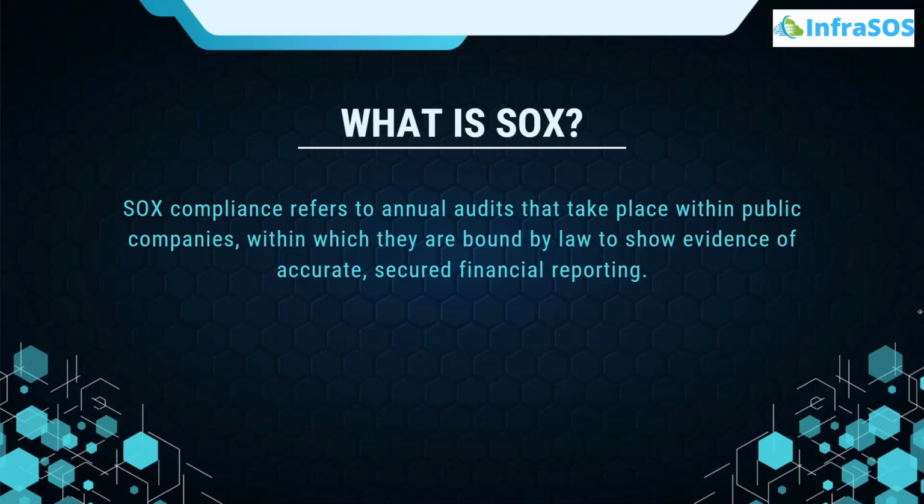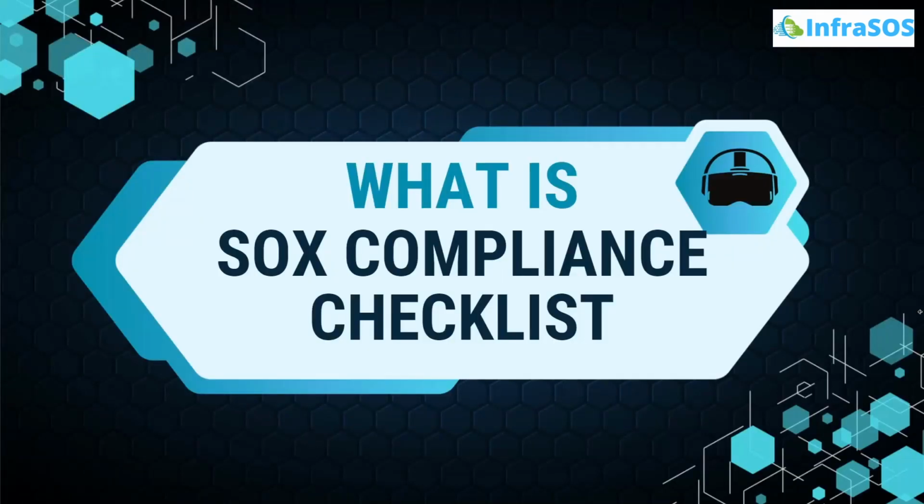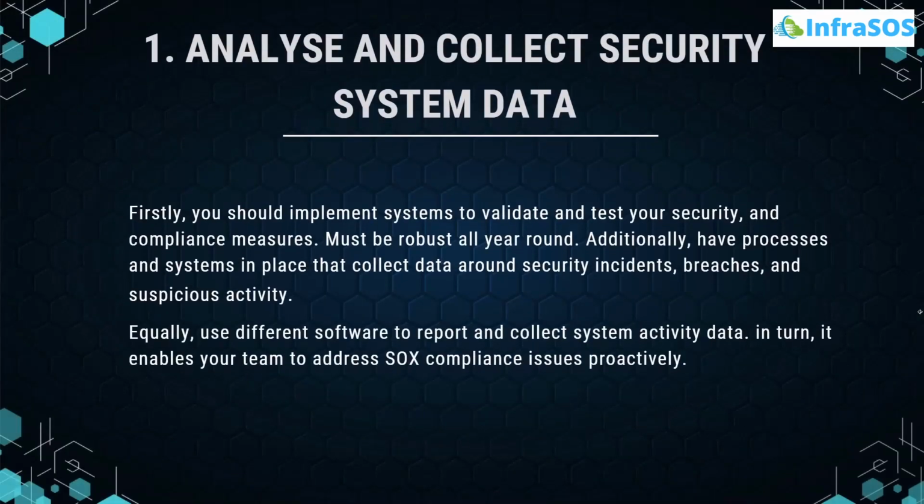Now when we talk about this checklist of the SOX, there are multiple factors that must be completed before actually going with the audit. So let's talk about what is the SOX Compliance Checklist. Well, the number one thing in this checklist is to analyze and collect the security system data. You should implement systems to validate and test your security and compliance measures. Additionally, you should have processes and systems in place that collect data around security incidents, breaches, and suspicious activity.